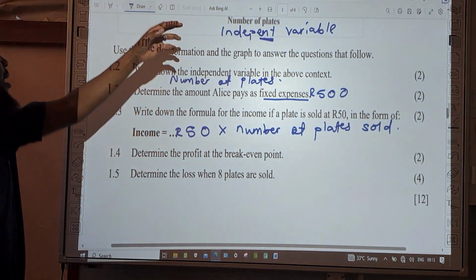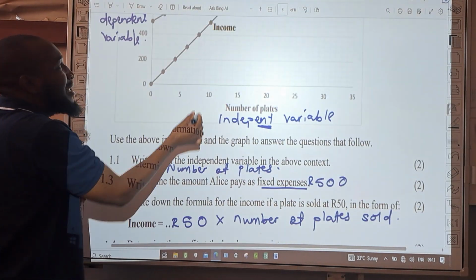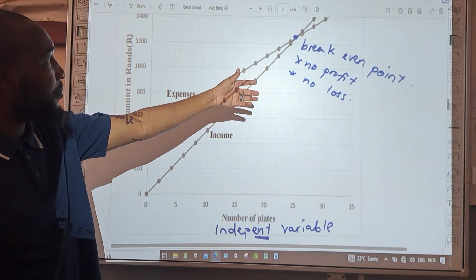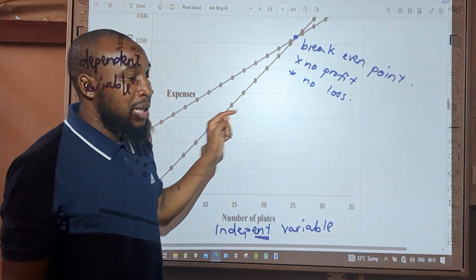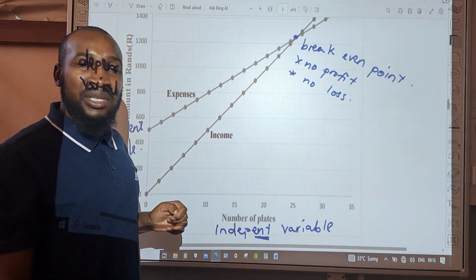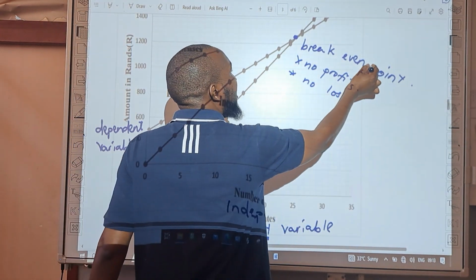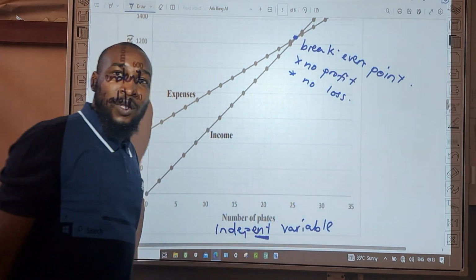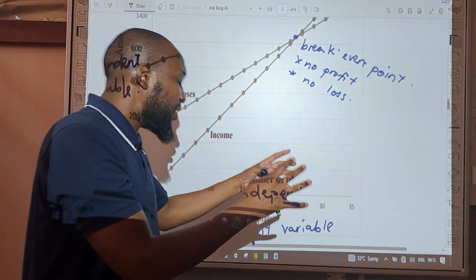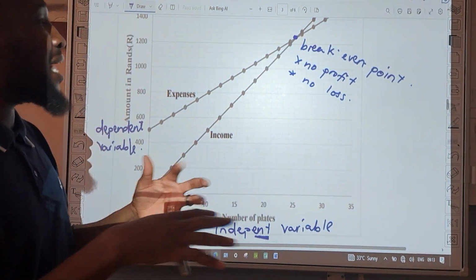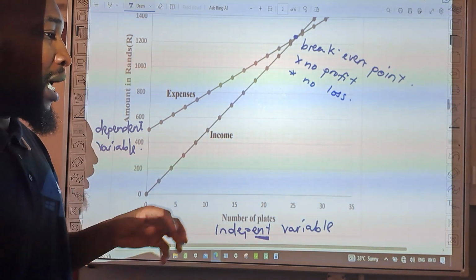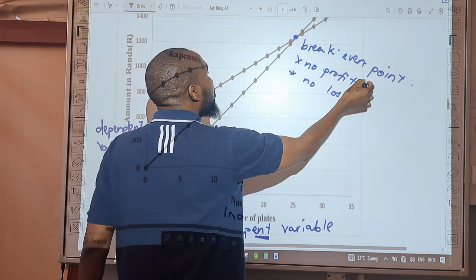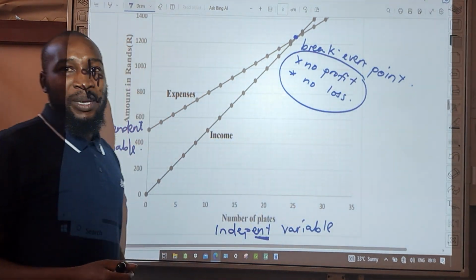If you understand what I just said about the break-even point, already we have our answer there. At the break-even point, remember. So, by definition, if you were to define what the break-even point is, what would you say? The break-even point is where your income and your expenses are equal. So to say the amount that you have spent in the business and the amount that you are earning for that business are equal. So you are not making any profit and also you are not making any loss.